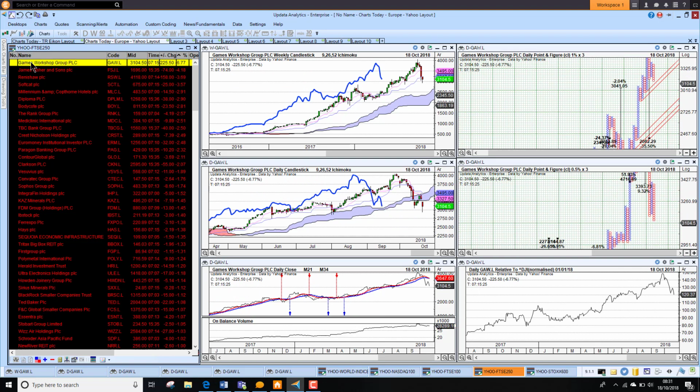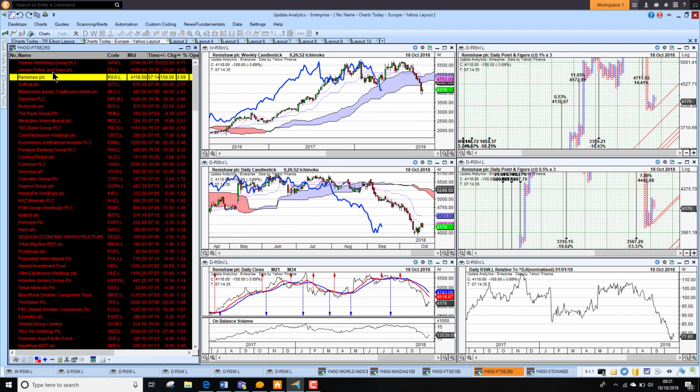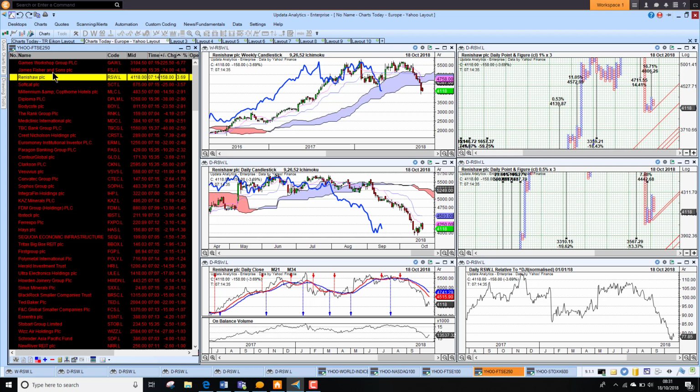Taking a look at the laggards, Games Workshop down 7%. So that's looking a little bit worrying. The fact that we're sort of falling through this support level, also not so good. James Fisher and Son down 4%, just turning weaker again on that medium-term chart. Renishaw also looking lower there.